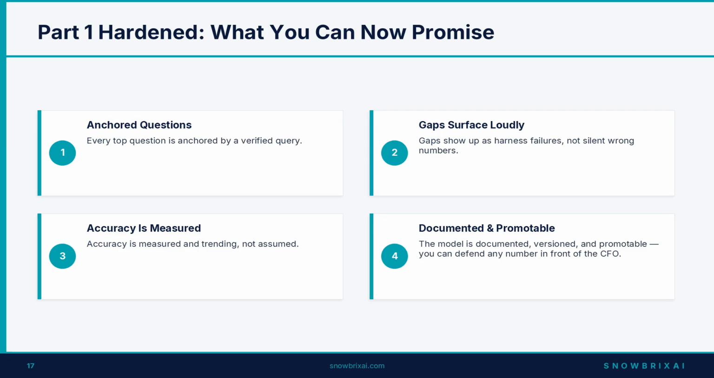And the model is documented, versioned and promotable, which means you can stand in front of the CFO and defend any number the app produces. That is the difference between a demo and a system.